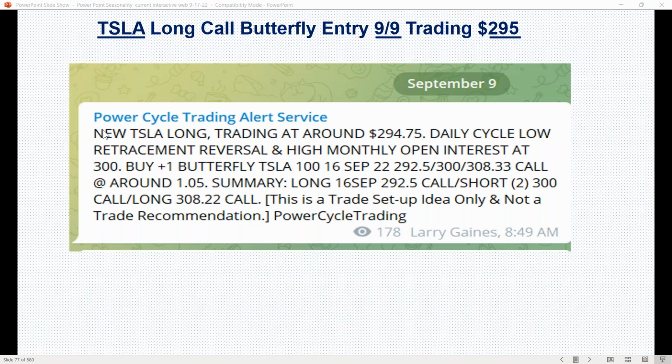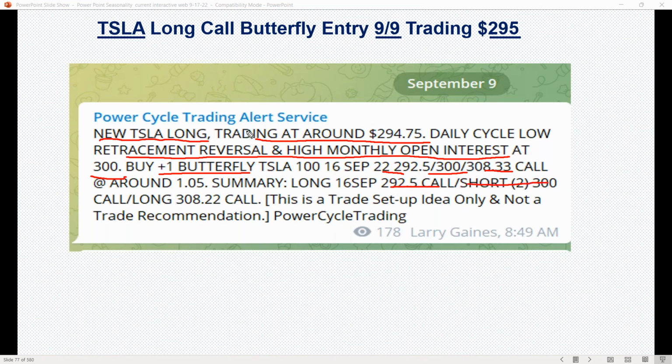When it's sent out, the text goes out through a service called Telegram, and it's really fast. So here's what it would look like. Tesla long, trading at around 294.75, daily cycle low, retracement reversal, high monthly open interest at the 300 strike. Buy a butterfly, the 292.5, 300, 308.33 at around $1.05. Summary: long.